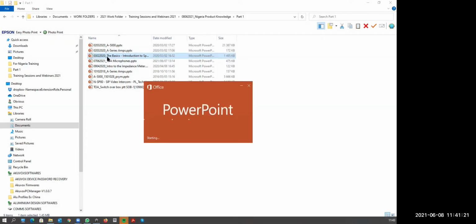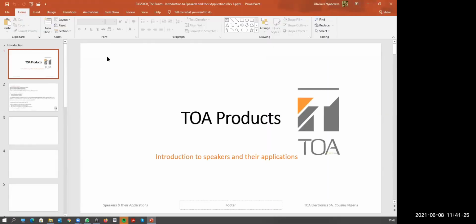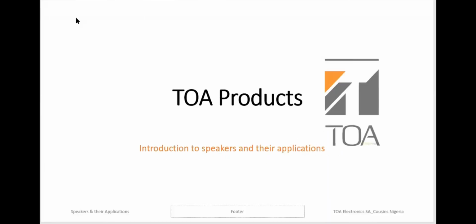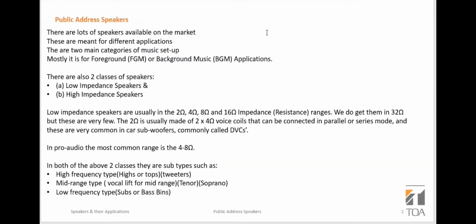So this section is a little bit technical, but I think it might fall into sales as well. Okay, so let's take a look at this: speakers and the applications. There are lots of speakers available on the market, plenty of speakers. Let's take a good example of car audio.